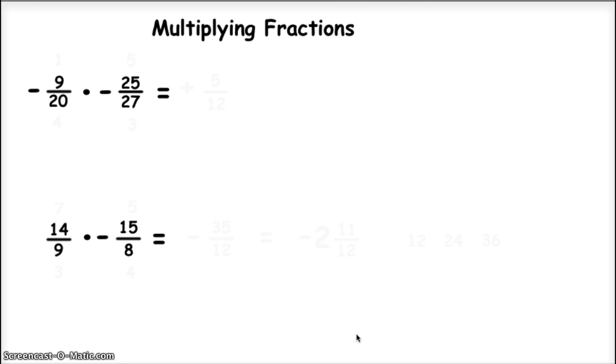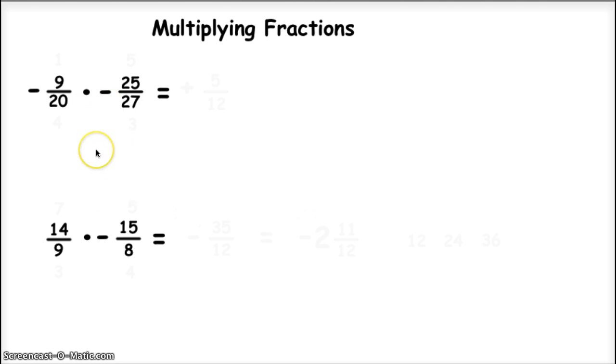Before I multiply the top and multiply the bottom though, I like to reduce the fractions. That way I don't have such large numbers to multiply, and I also don't have large numbers to reduce after I multiply them. Let's show you how that works. The first problem, I have negative 9/20 times negative 25/27.